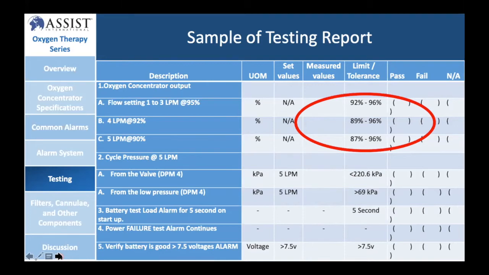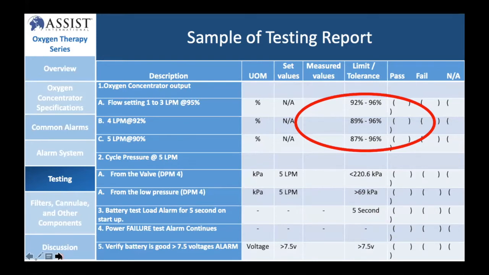We repeat the test at 4 liters per minute, and this time we make sure that the oxygen purity is between 89 to 96%. So if at 4 liters per minute, it produces less than 89% purity, then again, the biomeds have a series of steps to follow. And the last test is at 5 liters per minute. The flow is set at 5 liters per minute, and we make sure that the device can put out oxygen that is 87 to 96% purity.